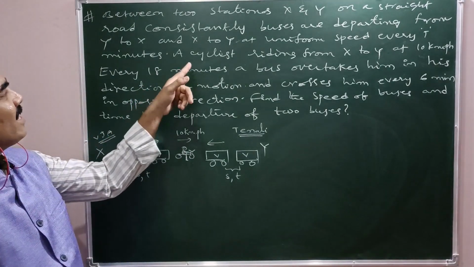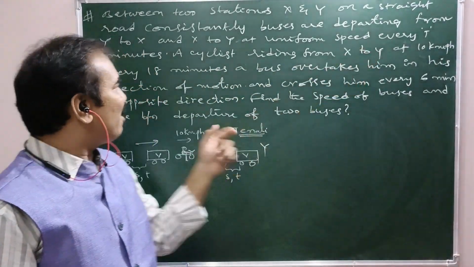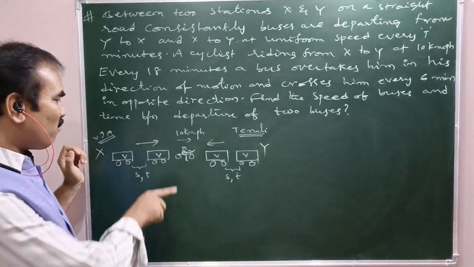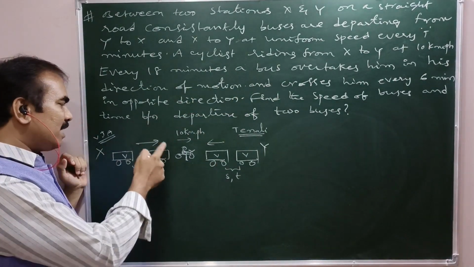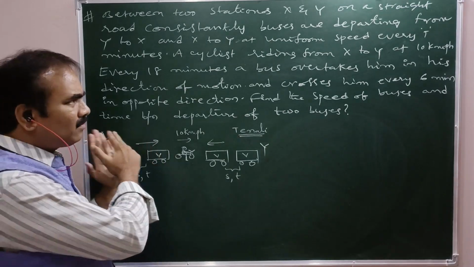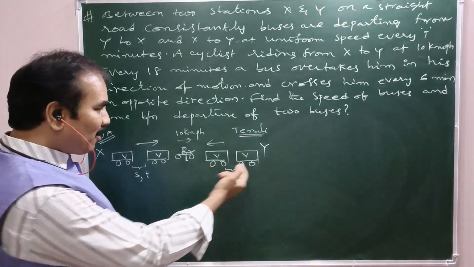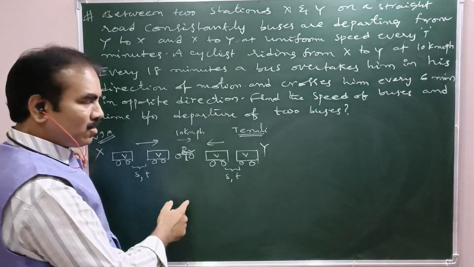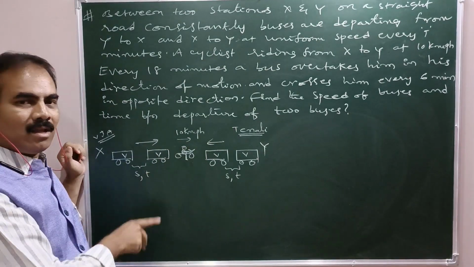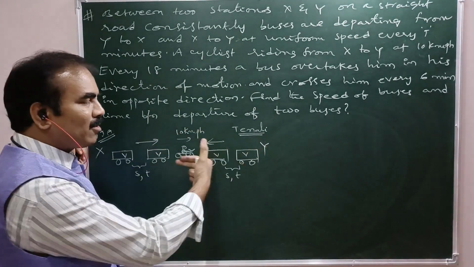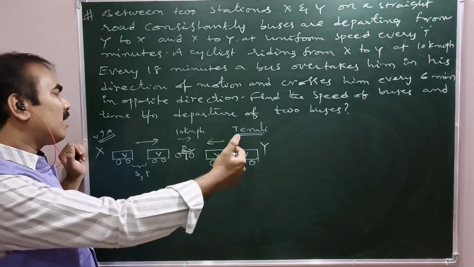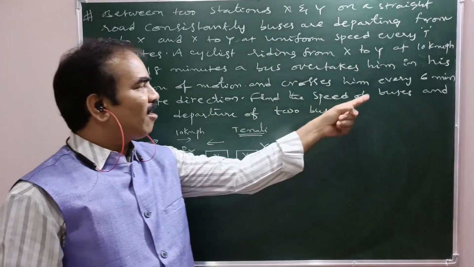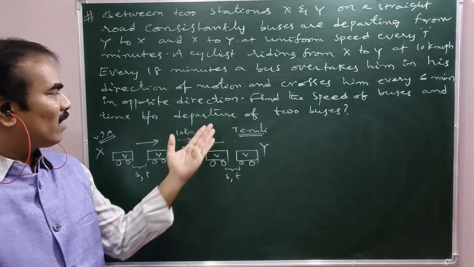Here the data is a cyclist riding from X to Y at 10 km/h. In every 18 minutes, one bus overtakes him in his direction of motion. But in the opposite direction, in every 6 minutes, one bus crosses him. Now, making use of that data, we need to find the speed of buses and the time interval between two successive buses.